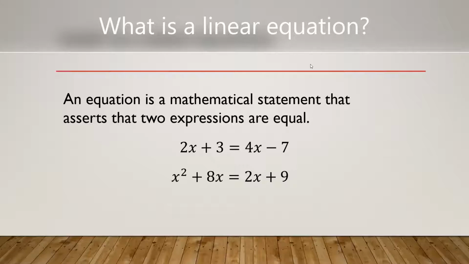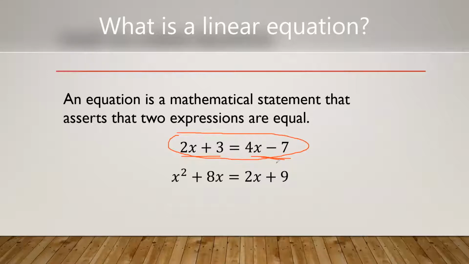Now, this statement here asserts that that expression, 2x plus 3, is equal to 4x minus 7. That's what an equation is. Now, the second one is also an equation.